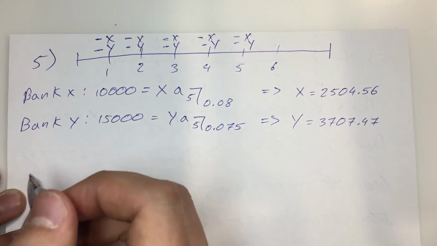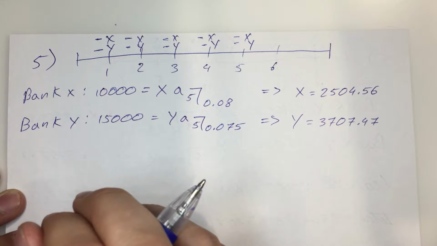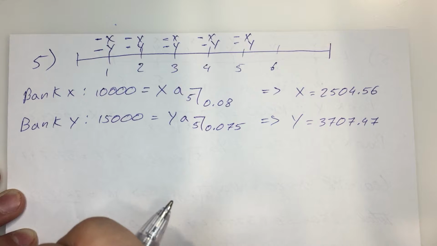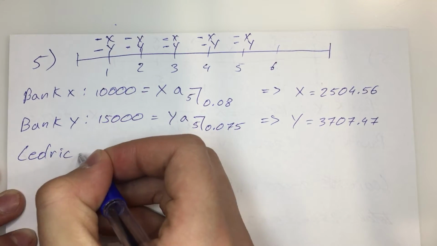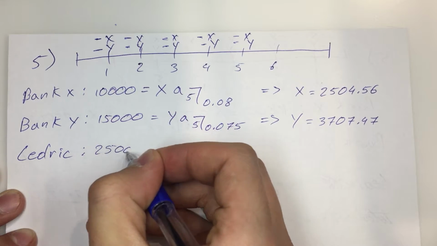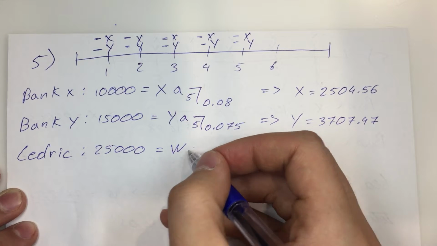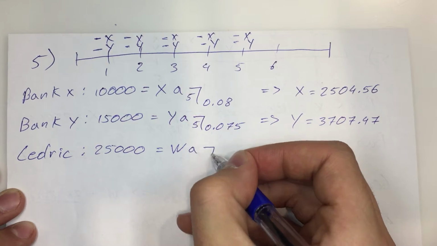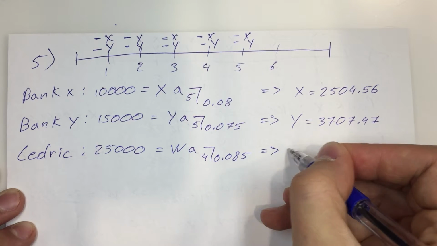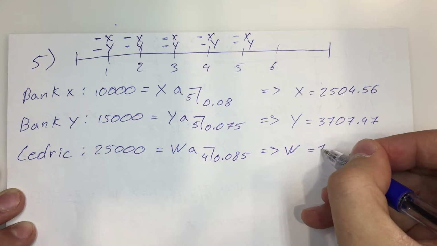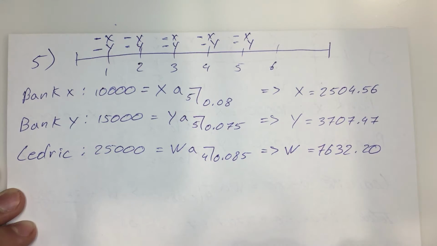Now, he lends the $25,000 that he borrowed to Cedric immediately in exchange for 4 annual level repayments at the end of each year, at an annual effective rate of 8.5%. So $25,000 equals some payment W, a angle 4 at 8.5%. So quickly we can figure out that W ends up being just over $7,600.